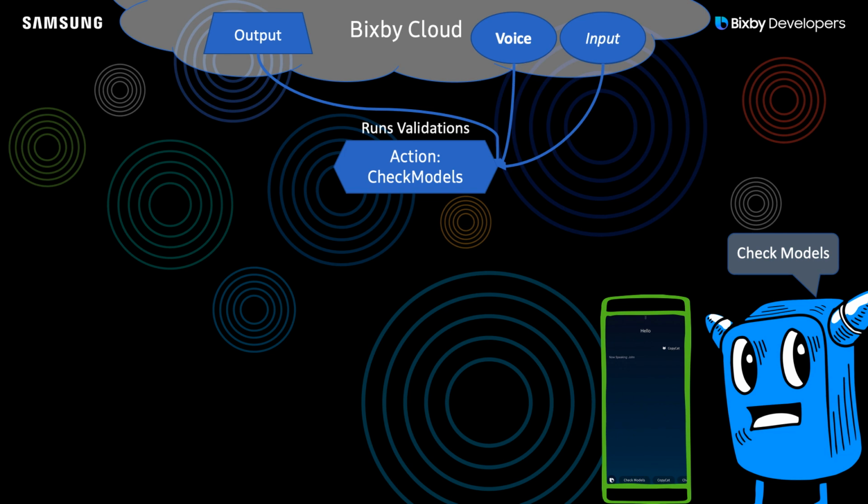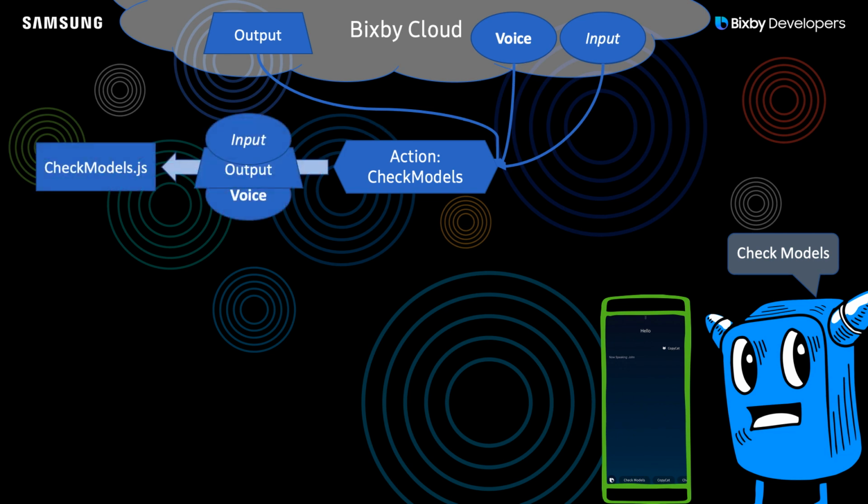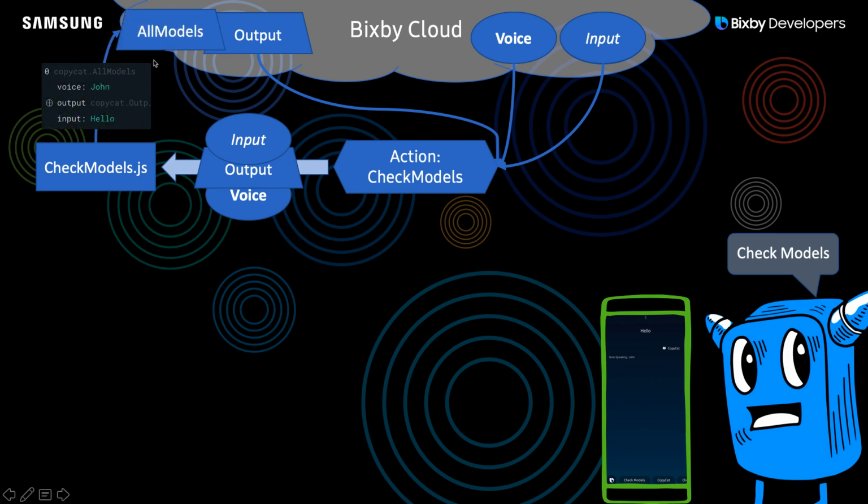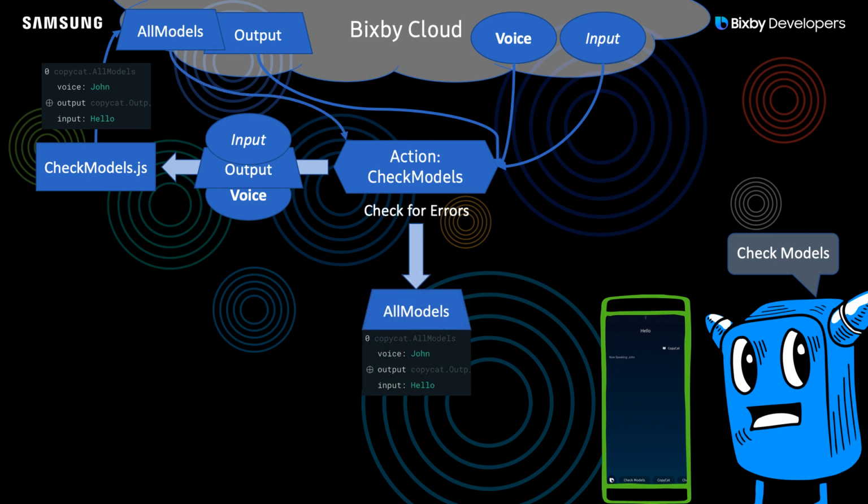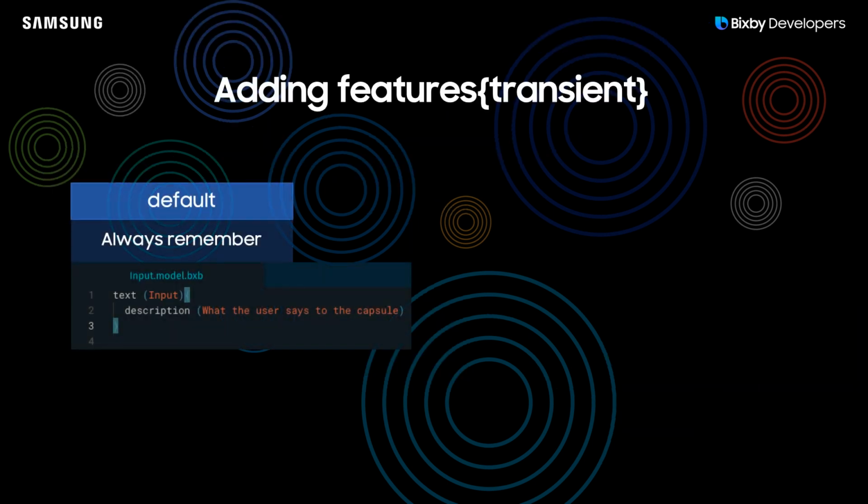So this will run a validation if you have any, and it'll feed all this stuff into the checkmodels.js. And checkmodels.js outputs a structure called allModels, which then gets fed back into the action, checked for errors, and then fed back to the user. Okay, so now we know that Bixby always remembers these concepts by default.